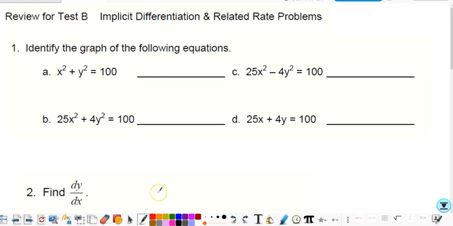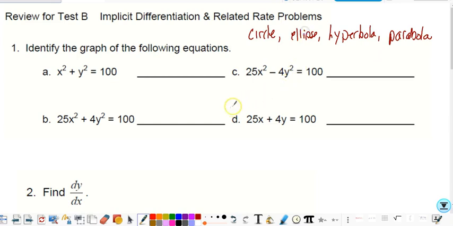There's one more review page. I'm not going to do all of them. I'm just going to do the ones that are slightly different. Identify the graph. So your choices are circle, ellipse, hyperbola, and parabola. And we focus on these conic sections during this unit because they are equations written with x and y on the same side. They're implicit equations. And there's also line, sorry. These conic sections are written with x and y on the same side of the equation. We don't isolate the y.